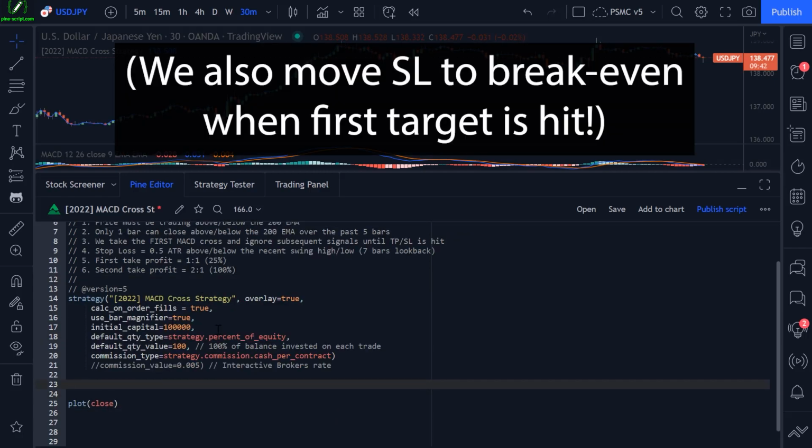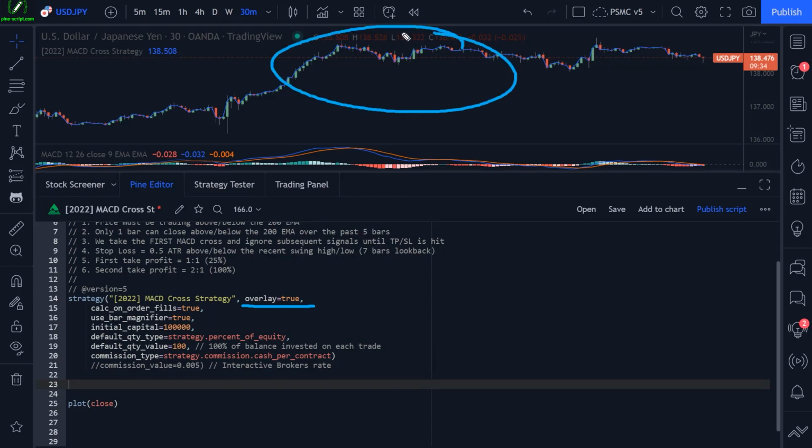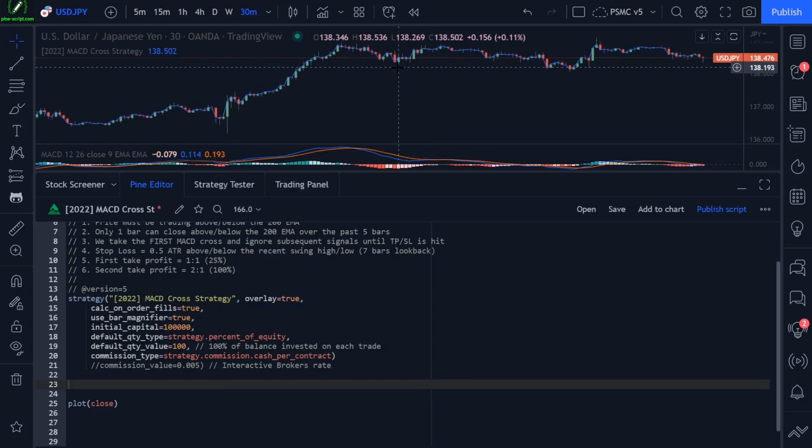Let's get coding. So I have some code already written out here. Some of this is copy and pasted from the previous video. All I've done here is set overlay to true so that we're drawing over price action. I've set calculate on order fills to true. That means that when a position is filled on the open of a bar, the script executes its code again after that position is filled.